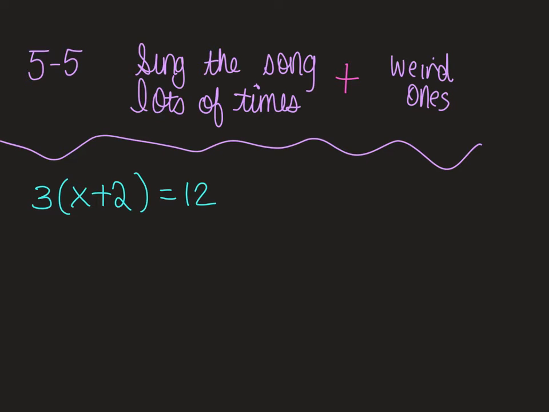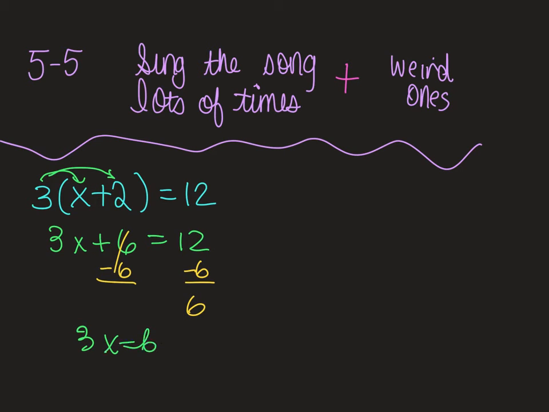Alright, so what is our first step when you look at this question? What pops in your head? You say, I should distribute. That's the first thing that I should do. You get a car, you get a car. 3x. 2 times 3 is 6. Now I'm ready to sing the normal songs that we're used to. We're going to subtract 6. We're going to end up dividing by 3. And then we will get our final answer. When we divide by 3, we come up with 2.